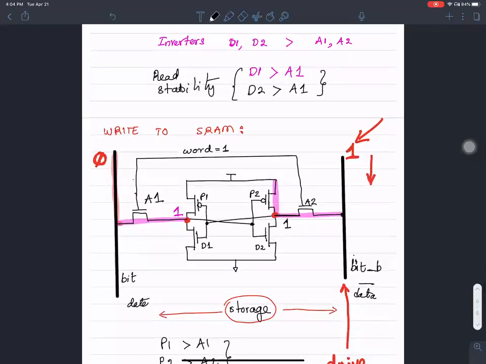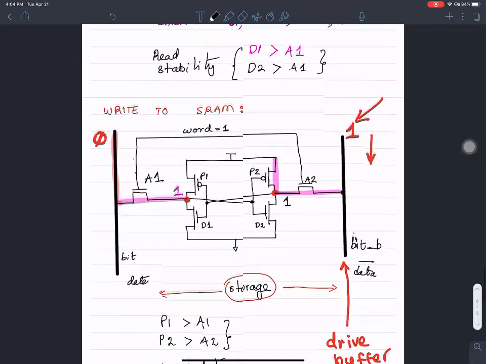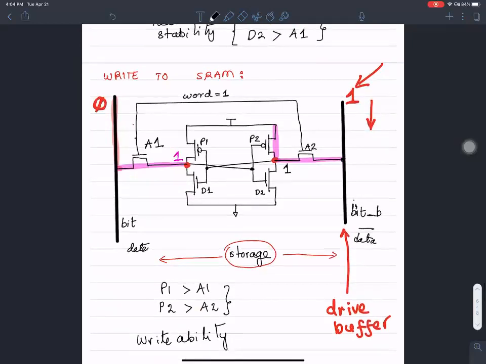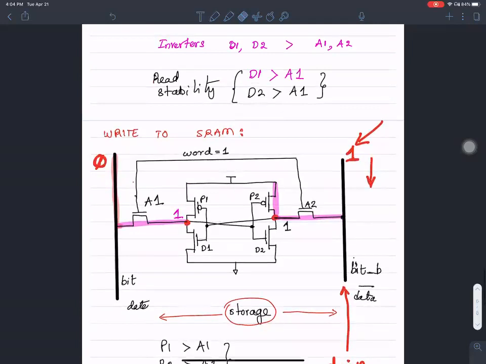Okay, the access transistors, NMOS transistors, and so on. Or should I, let's say, okay, maybe I have this backwards. The idea should be that, sorry, A1 should be stronger than D1. A2 should be stronger than D2. That's the idea.